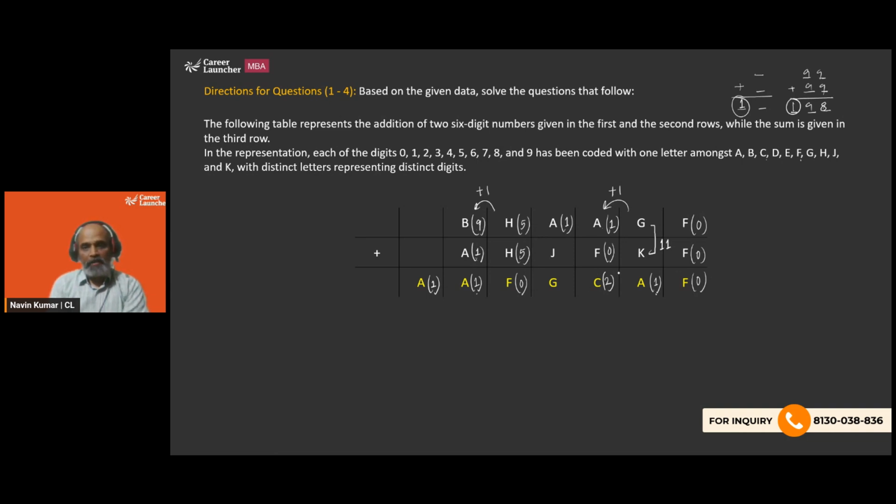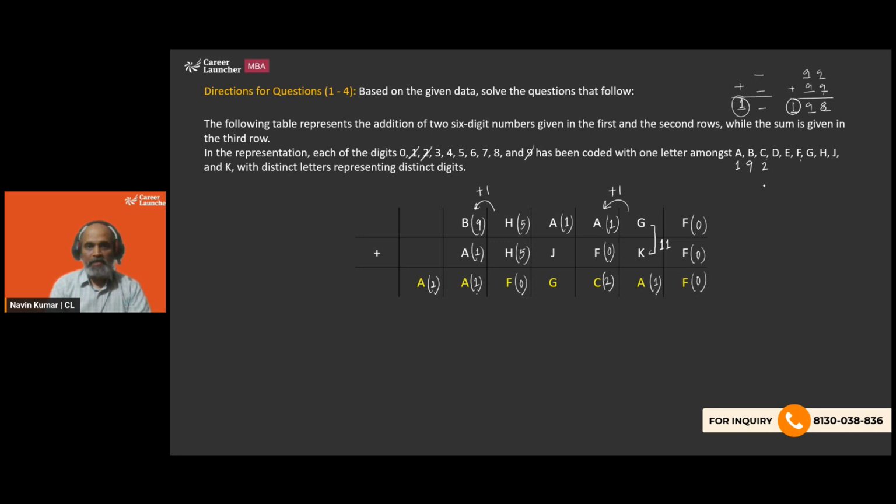Now, J and G, these are the two letters left. So let's write down the letters that have used some digits. So 1 is taken, B is 9, so 9 is taken. C is going to be 2, so 2 is also taken.